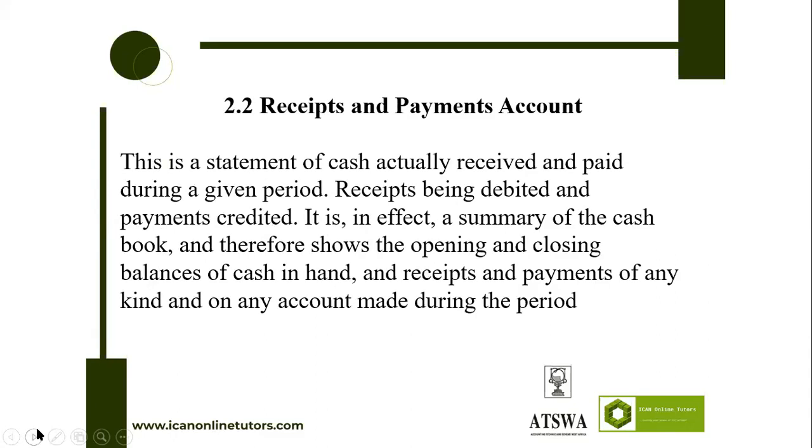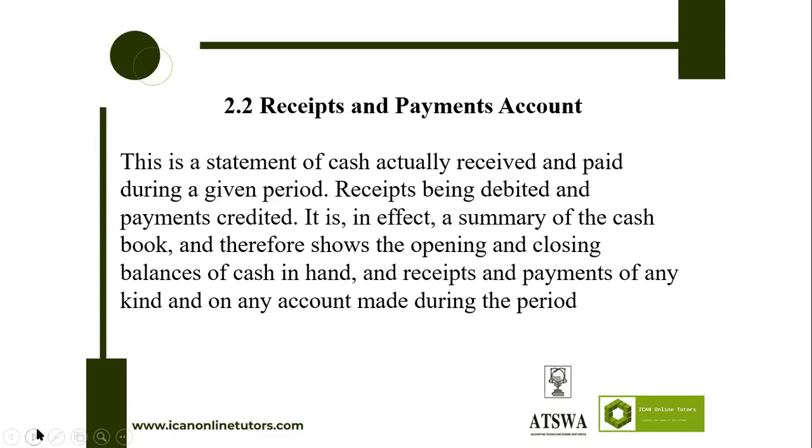So, what is a receipt and payment account? It's a statement of cash actually received and paid during a given period. I know we have done the cash book before. So what is a cash book? A cash book records money that comes in and money that goes out. So the cash book, just like the name entails, is cash.